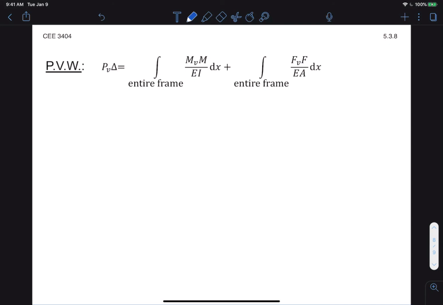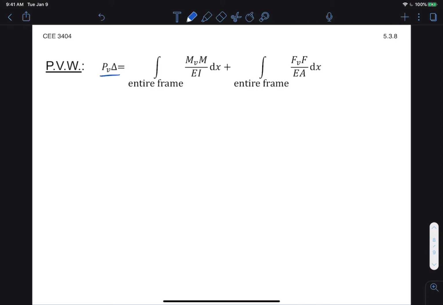Now I have all the internal forces and moments that I need. So I just set up my principle of virtual work equation. On the left-hand side, I just have the external virtual work done by my virtual force. There's no support settlements, so everything else is 0. And then I have this integral over the entire frame for both bending virtual work and axial virtual work.